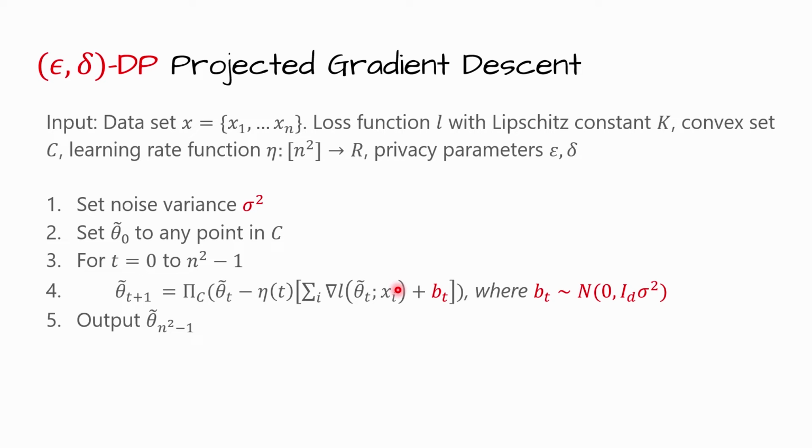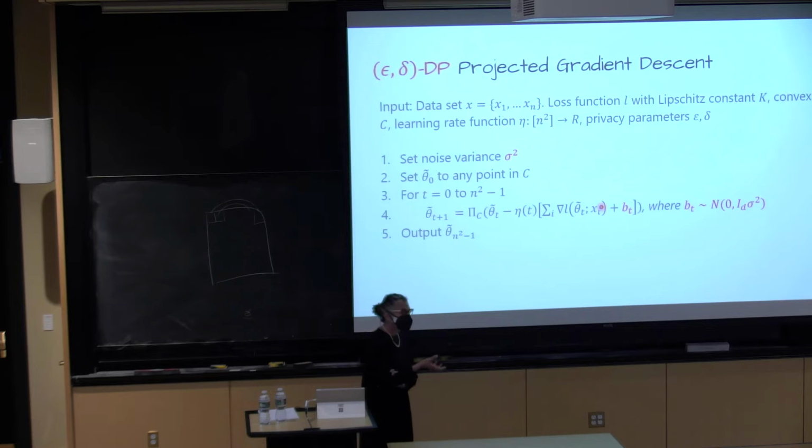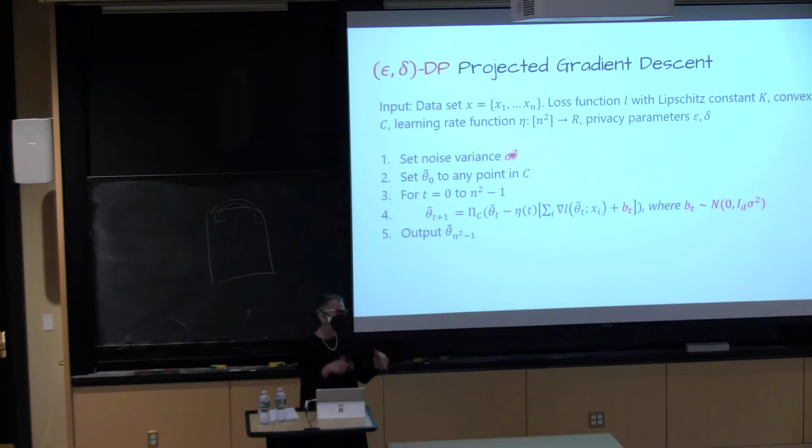So here is a variant. I haven't used amplification by subsampling yet. This is private gradient descent, privacy-preserving gradient descent. We're going to choose a noise variance. It has to be chosen appropriately. I'll show you on the next slide what it is, but that's not the focus of the discussion. The rest looks pretty much the same except for one thing.